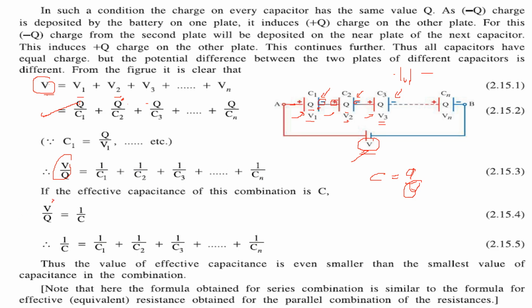What is this V by Q? We know that C is Q by V, so V by Q will be equal to 1 by C. So 1 by C will be equal to 1 by C1 plus 1 by C2 plus 1 by C3 till 1 by Cn. So the value of the effective capacitance is even smaller than the smallest value of capacitance in the combination, right? And this is equivalent to the resistance which we obtain in the parallel combination of resistances.